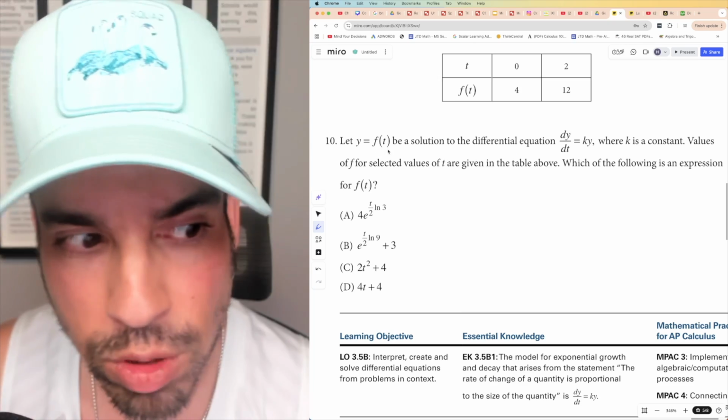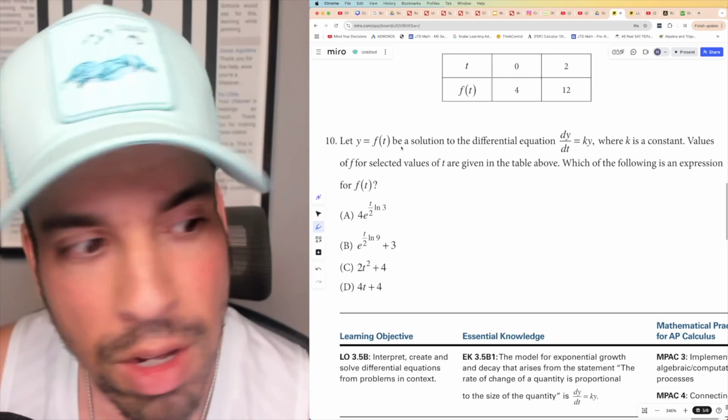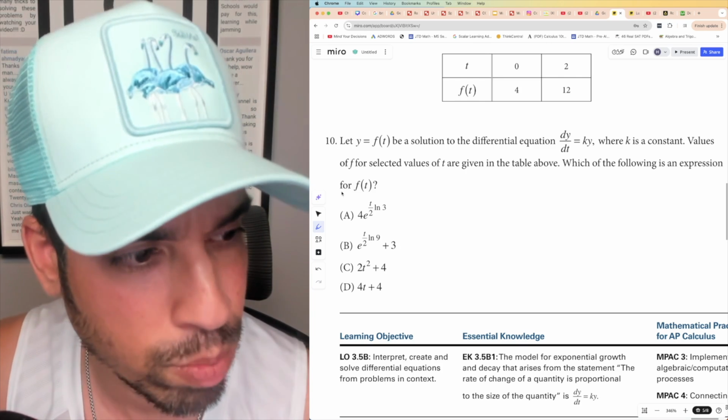Done. Let y equals f of t be a solution to the differential equation dy/dt equals ky, where k is a constant. Values of f for selected values of t are given in the table above. Which of the following is an expression for f of t?